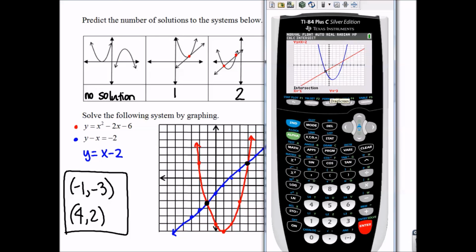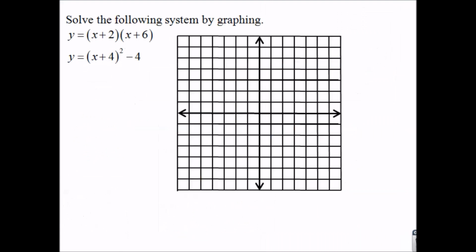If we want to find the other intersection point, we follow the same steps. Second, trace, intersect, first curve, second curve. And then when we get to guess, we need to scroll over and make sure we're closer to that second intersection point. And it gives us 4, 2. Let's take a look at another example.